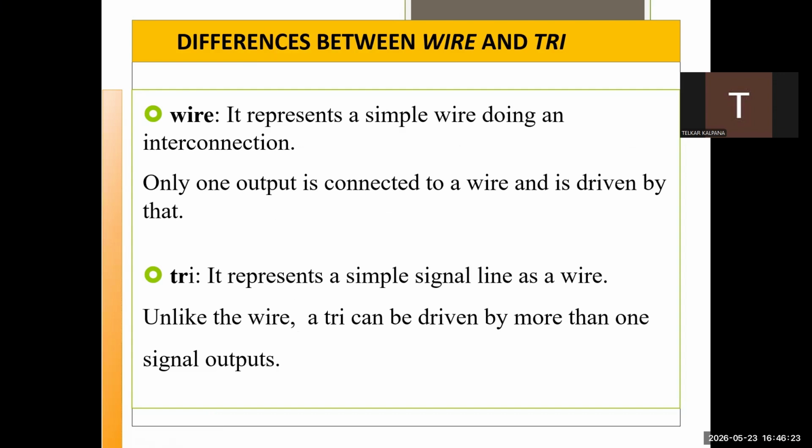If we are declaring the output as a wire, the output will take only a single value, whether it may be 0 or 1. If you are going to talk about tri, along with 0 and 1, the output can take more than one value of the signal. That means it may take logic 0, logic 1, or it may be driven into high impedance state, Z. Three states: logic 0, logic 1, and high impedance state. That's why we call it tri. The output may take the value 0, 1, or Z.